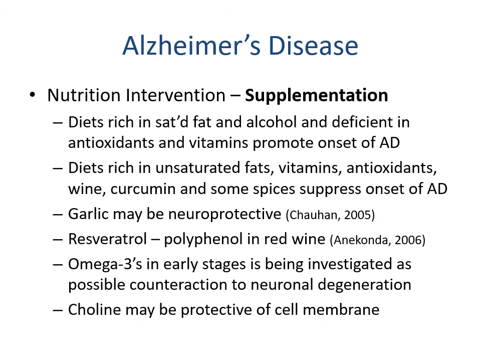So intervention, so supplementation, so diets rich in saturated fat and alcohol and deficient in antioxidants and vitamins promotes the onset of Alzheimer's disease. Diets rich in unsaturated fats, vitamins, antioxidants, wine, curcumin, and some spices appears to suppress the onset of Alzheimer's disease. Garlic may be neuroprotective, resveratrol may be protective, and omega-3s in the early stages being investigated as a possible counteraction to neuronal degeneration. Again, not a magical cure, or a silver bullet by any means, but again, very low likelihood of side effects or things that would make things worse. And choline may be protective of cell membranes.